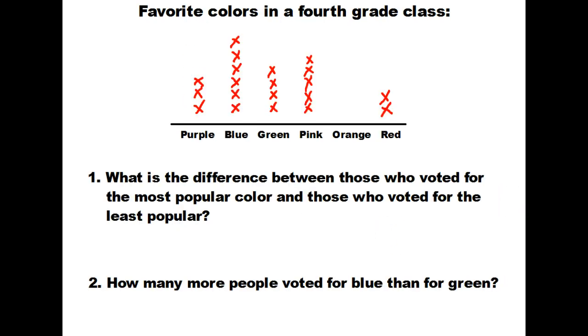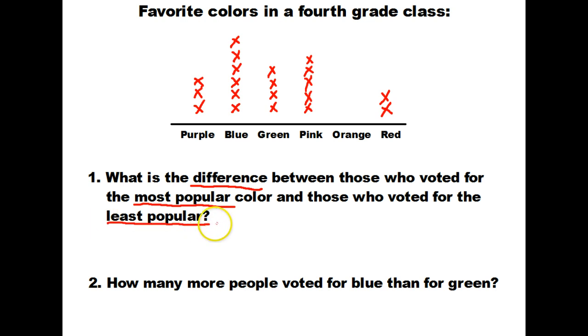So now we've brought our line plot to a new page, which has a couple math questions with it. Number 1 asks, what is the difference between those who voted for the most popular color and those who voted for the least popular? All right, this is a slightly different function than last time. Let's underline what's important. The big thing that's important right here is difference, so that's going to help me pick an operation in a minute. But this time, it didn't have quantities of choices. We want to know which one is the most popular and the least popular.